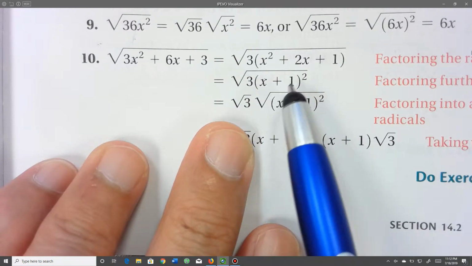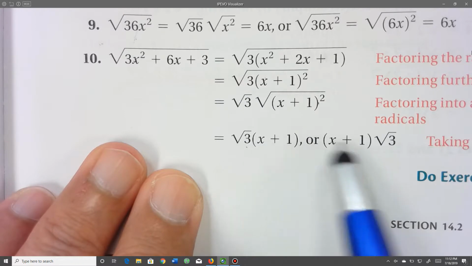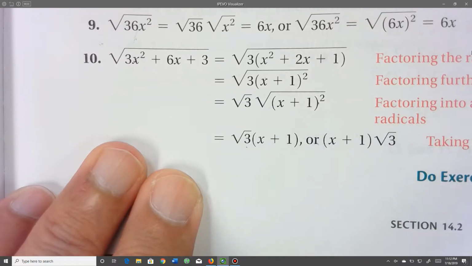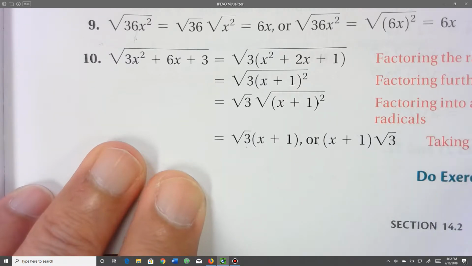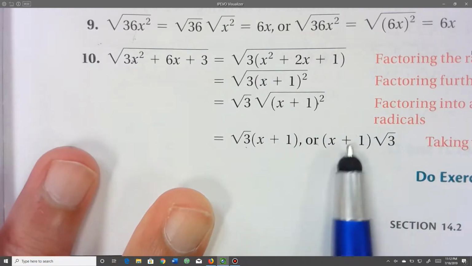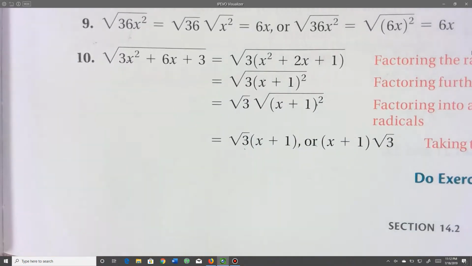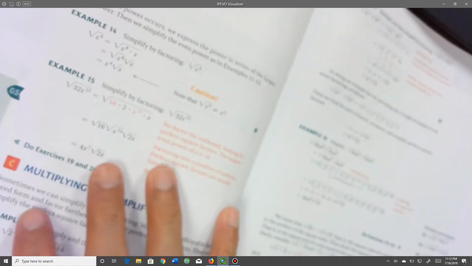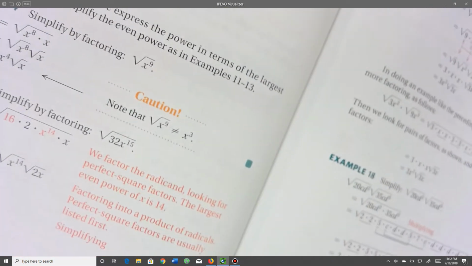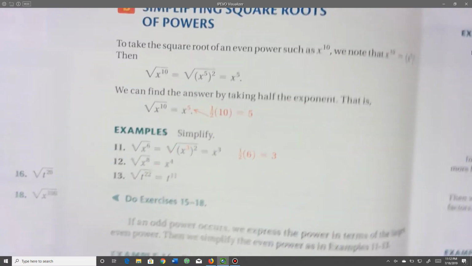Now you should be able to bring it outside the radical sign, taking the square root. Take the square root of that, and you're done. There's nothing else there that we need to go over. I'm going to move on to section B because we can practice some of these problems in class.